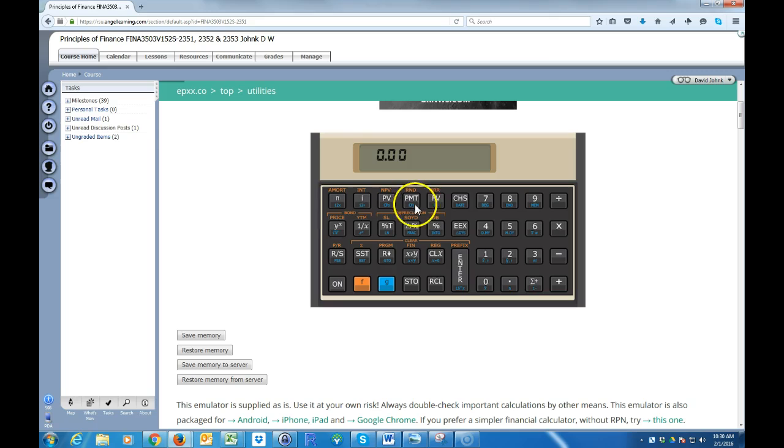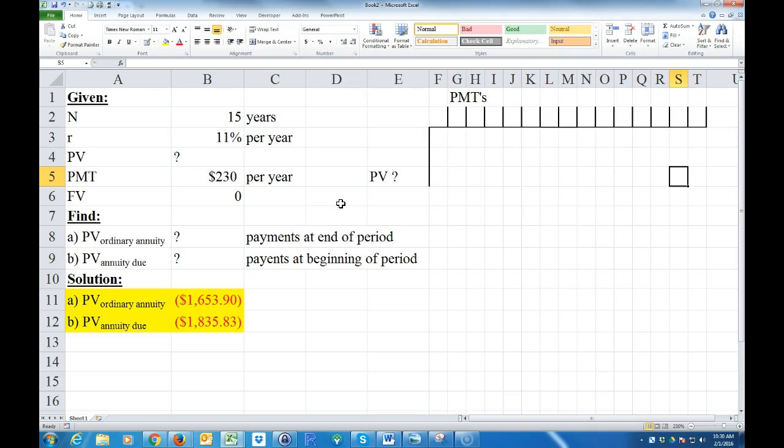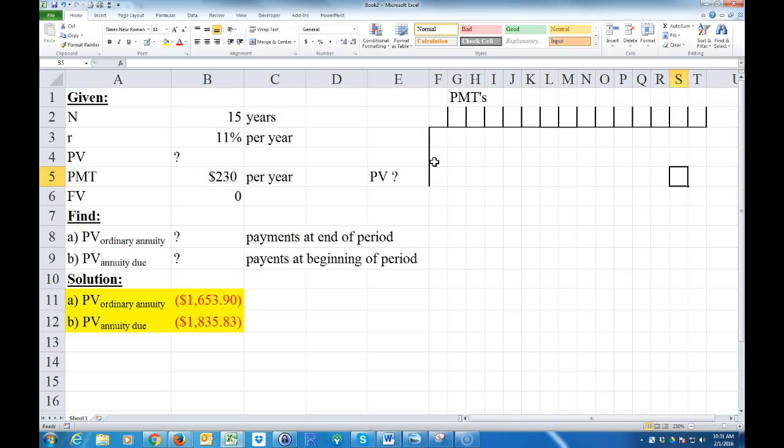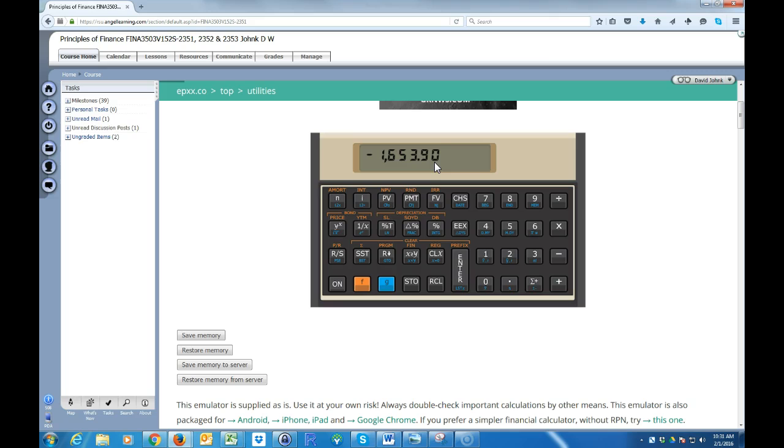So we have N. N is 15. So I'm going to go 15, N. And then the interest rate is 11%. So I'm going to go 11, i, and then 0 is the future value, right? Our payment is 230, so I'm going to put that in for payment, and then I'm going to solve for the present value. So the present value is negative 1653.90.